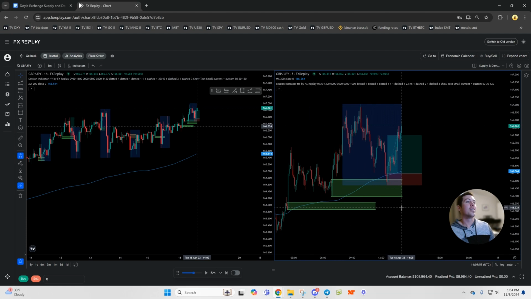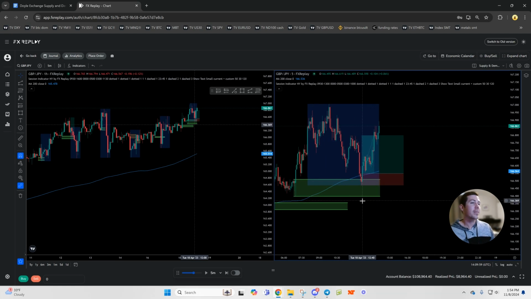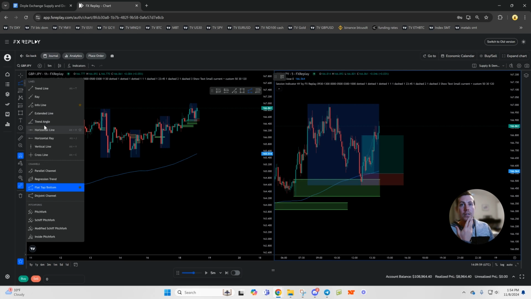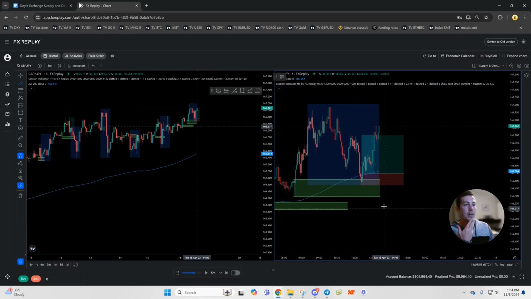Nice. So again, it's not the perfect high probability setup, but I do think this is one that you would probably take pretty often because it didn't dig in super deep. Maybe a rule you could have is no closures beyond the midpoint of the zone, and a really good tool for that are these parallel channels.